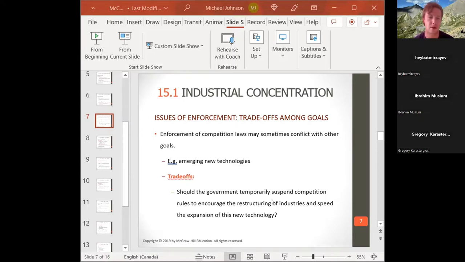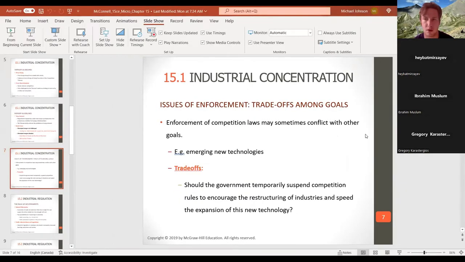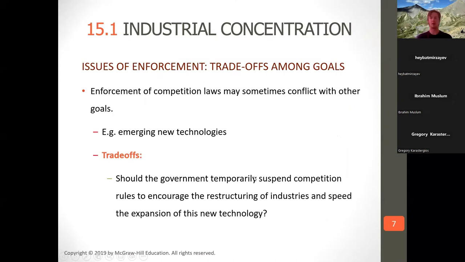So good question. Should the government temporarily suspend competition rules to encourage restructuring of industries and speed up the expansion of this new technology? I would say no, because competition drives innovation. We need competition to drive innovation because we're competing against another company. It's important to compete against another company because that gives us the incentive to innovate. The problem with market power is that we don't have the incentive to innovate because we're not trying to compete with another competitor. So it's important that we have competition for innovation.